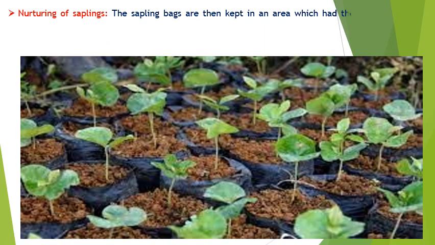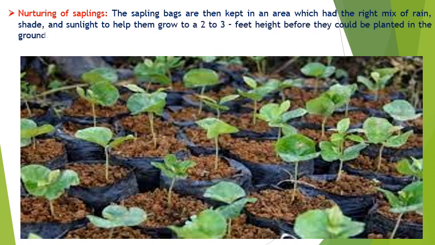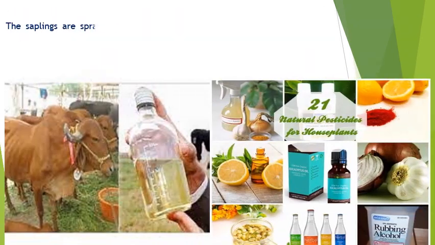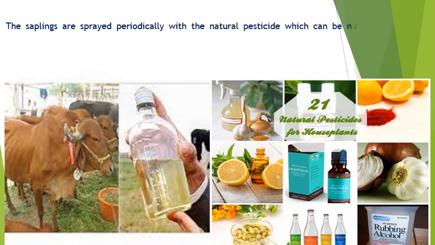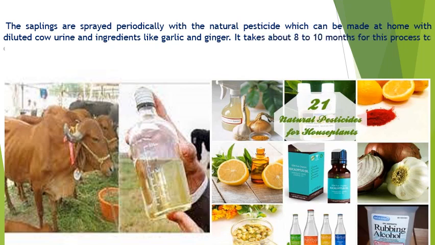Sixth step is nurturing the saplings. The sapling bags are then kept in an area which has the right mix of rain, shade and sunlight to help them grow to a 2 to 3 feet height before they can be planted in the ground. The saplings are sprayed periodically with natural pesticides which can be made at home with diluted cow urine and ingredients like garlic and ginger. Children, it takes about 8 to 10 months for this process to complete.